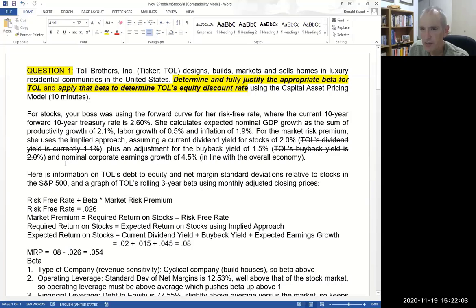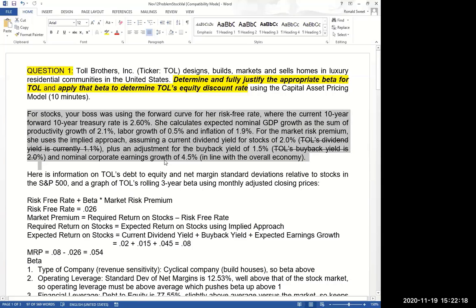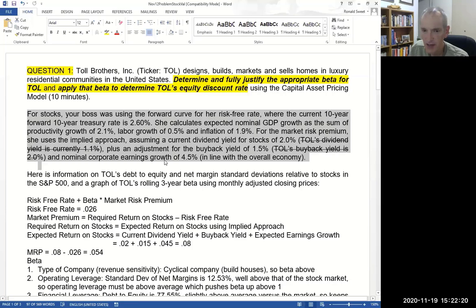Well, no, if I don't give you the buyback yield, you don't use it. If your boss doesn't add the buyback yield in, don't add it back in. So your boss is telling you exactly what she does. You can go sit down with her and try to talk her into it, but you're not going to have time to do that during the exam. So she wins. This is what she does.